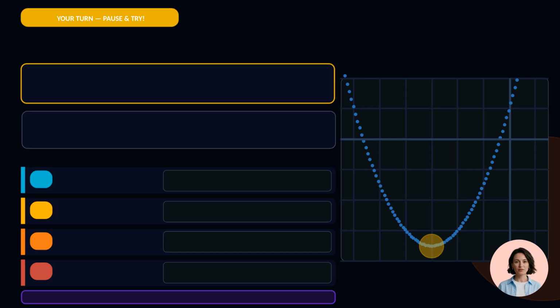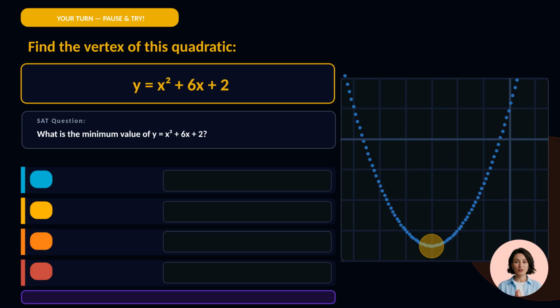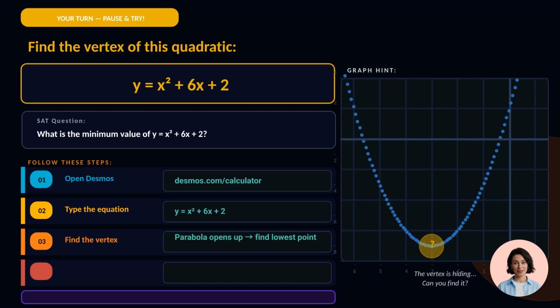Your turn, pause the video and try this one. Find the minimum of y equals x squared plus 6x plus 2. Open desmos.com/calculator, type the equation, and because a is positive, it opens up. Find the lowest point. Click it and write down the vertex. I'll reveal the answer next slide. Pause now.